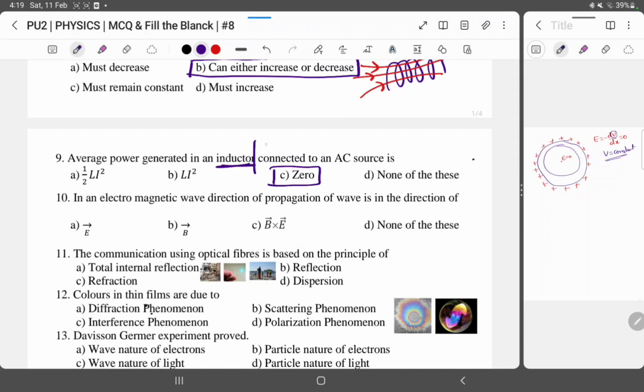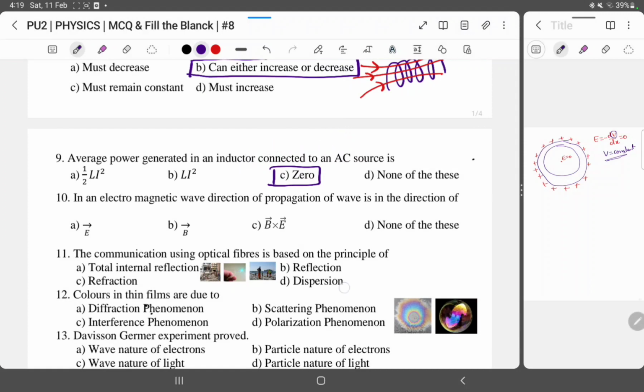inductor or what is that, capacitor. In both the cases, capacitor, in both the cases average power generated will be 0. Do remember that. It may be inductor or capacitor, but for a resistor a different formula comes, there is derivation for that.